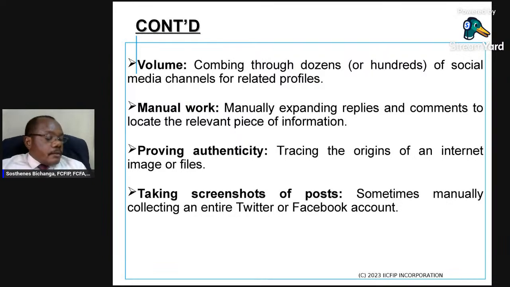In many jurisdictions, these digital investigations or cybercrime investigations, or the evidence gathered from investigating on cyberspace, has not been readily accepted. So it is also a challenge to prove authenticity of the evidence collected from social media. Taking screenshots of posts, sometimes manually collecting an entire Twitter or Facebook account is not that easy. But we are going to see that there are tools that can be used to investigate.